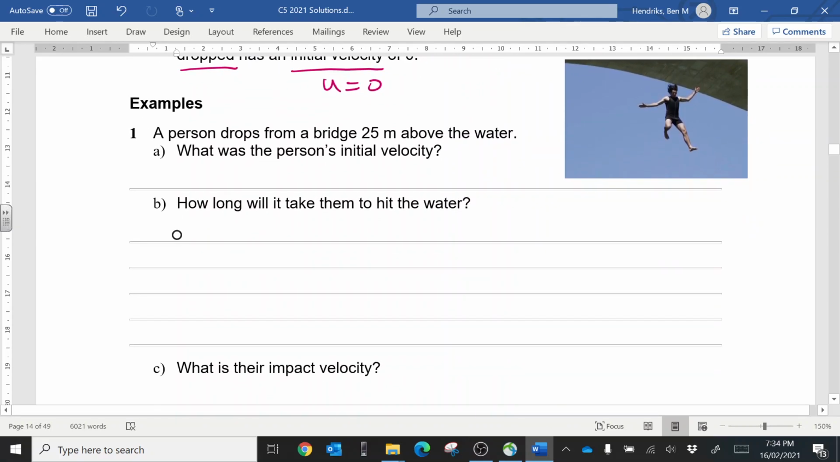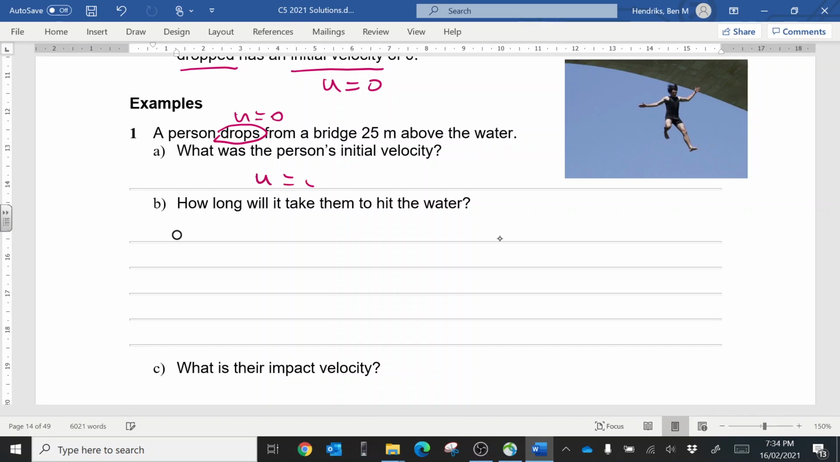A person drops from a bridge 25 meters above the water. What was the person's initial velocity? The key word here is drops. That means that u equals 0. So the initial velocity is u equal to 0 meters per second. We don't really need units because it's 0, but meters per second. How long will it take them to hit the water?